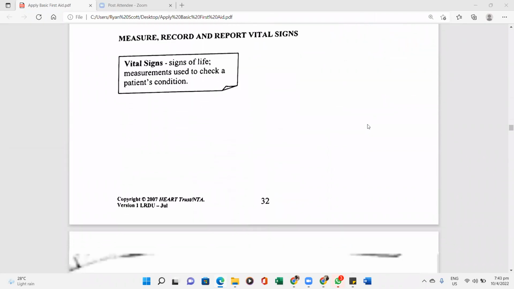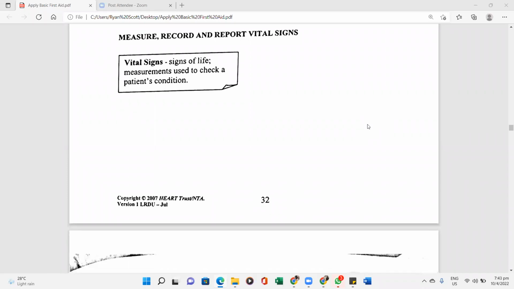All right, vital signs. Signs of life measure used to check the patient's condition. And that's what we're going to do next. So after we do the one, we do an assessment, okay? Two, we do reassurance. Then we do ABC, which is airway, breathing, circulation. Then we're going to check the vital, measure, record, and report the vital signs, right? So scroll down.